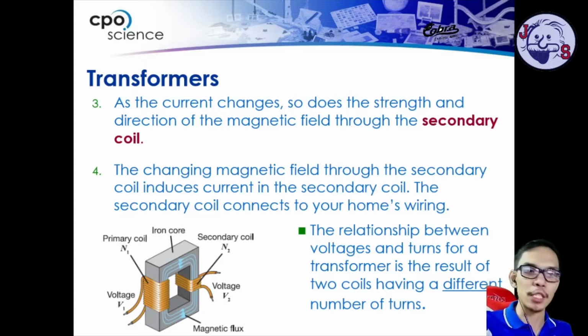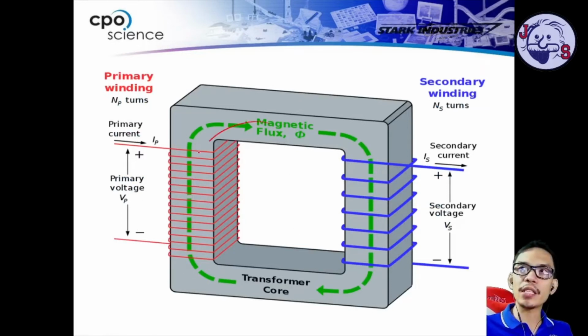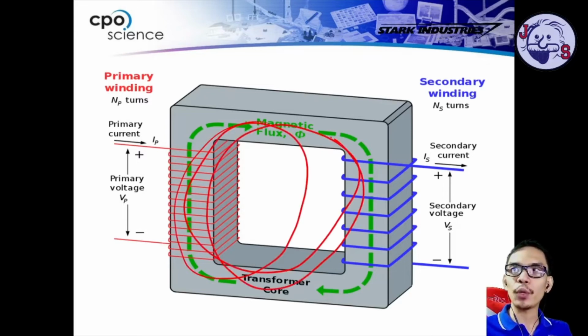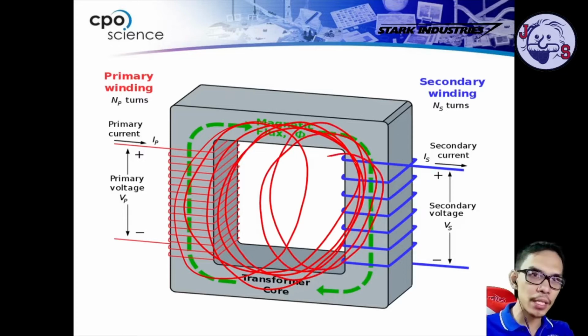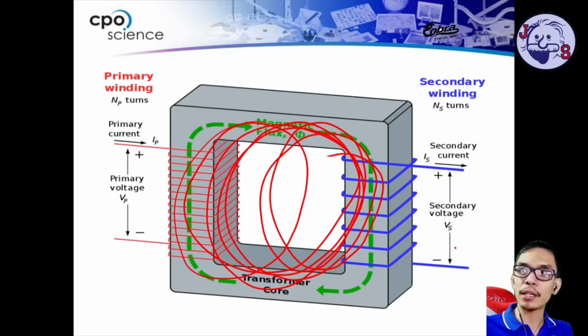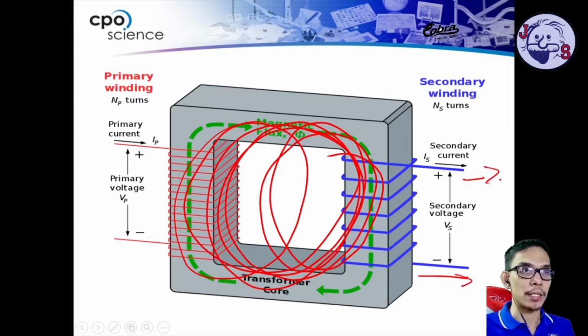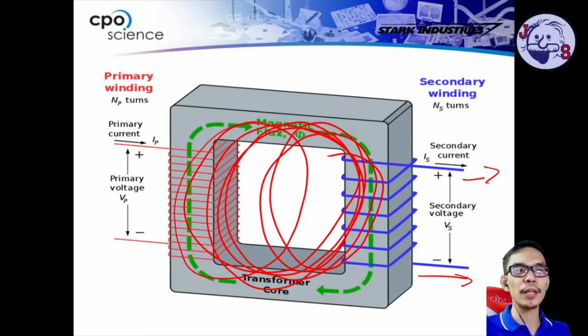So that is the transformer. The primary coil creates this changing magnetic field, and it will be captured by the secondary coil on the other side, and it will create an induced current using the changing magnetic field, creating current that goes to your appliances. Don't forget the iron core. The iron core at the middle is the one that stabilizes this magnetic field so that the magnetic field will not go somewhere else.